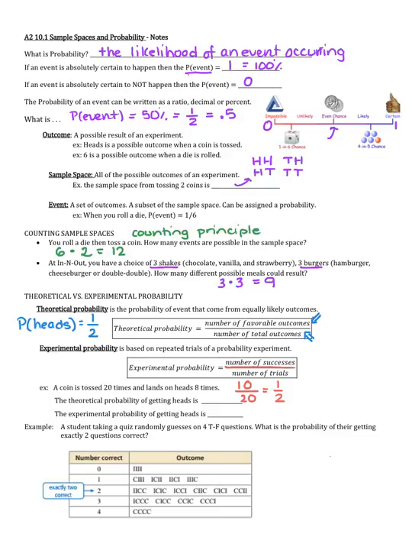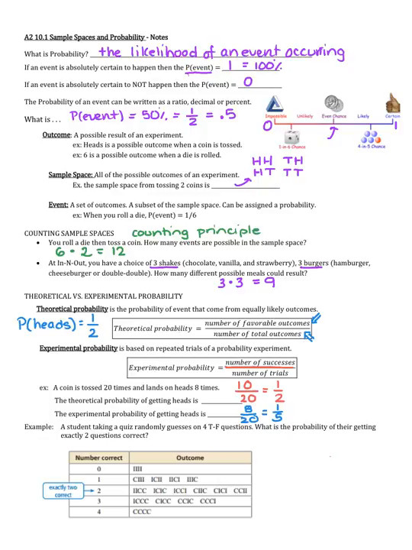However, experimental is what actually happened. That's going to be the 8 times out of 20, and then you can go and reduce that, which would be 1/5. So notice it's a very big difference, the experimental. In general, the more trials in your experiment, the closer it should get to the theoretical. So let's then look at this.